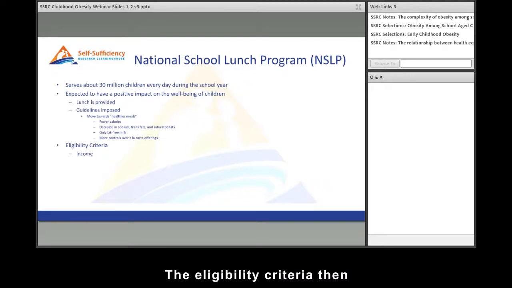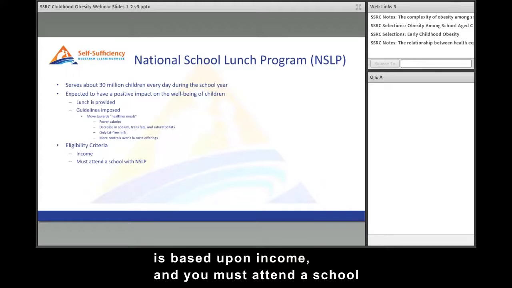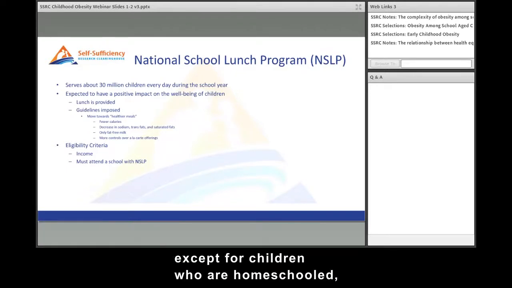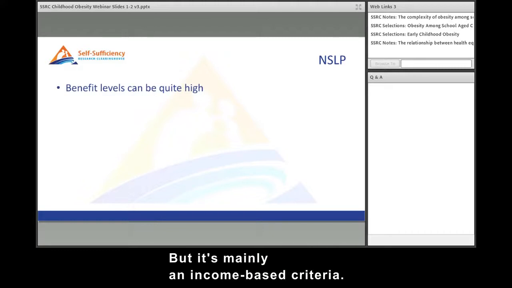The eligibility criteria for the National School Lunch Program is based upon income, and you must attend a school with a National School Lunch Program. Virtually all children in the United States attend a school with a National School Lunch Program, except for children who are homeschooled and some private schools. But it's mainly an income-based criteria.